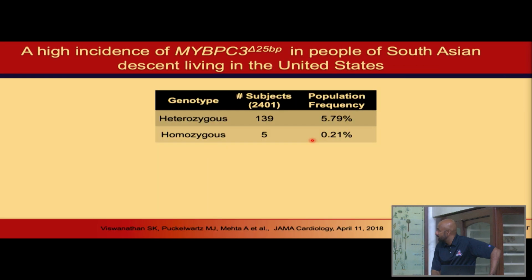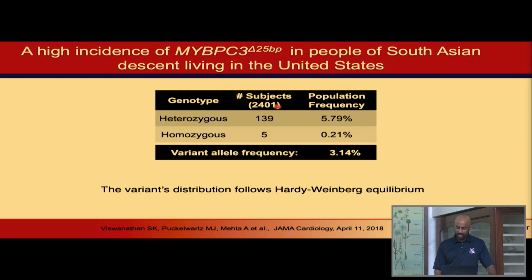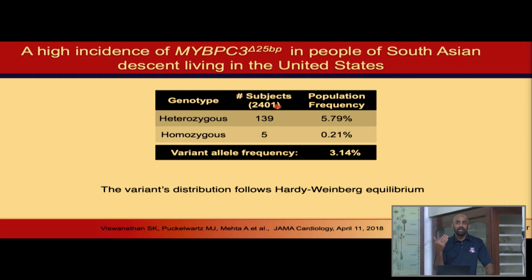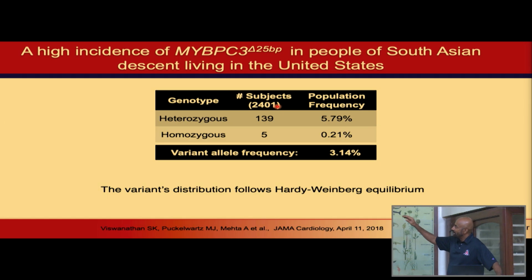So in the study we reported in 2018, we collected 2,401 samples and screened them. Of that, 139 were heterozygous, and 5 were homozygous. So it was very clear that it follows the polymorphic variant definition. Again, you can see we have enough subjects carrying the variant, and also we have homozygous subjects. So this is even more than what we reported from here. 6% of the population carry the variant.